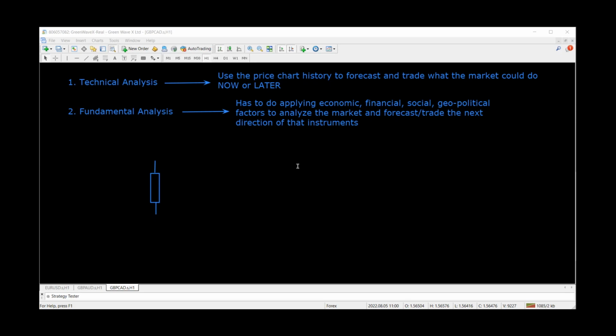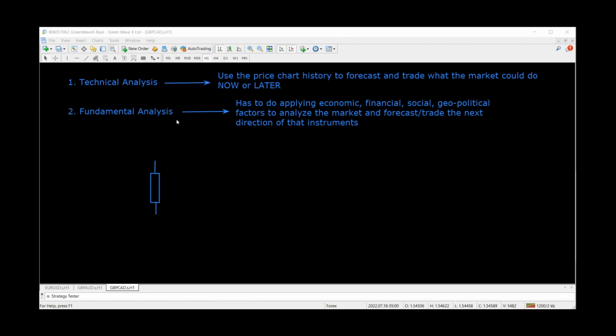Of course, it's very possible to use the two of them together, which is what somebody like me does many times. I use this one to determine the big trend of the market of that particular instrument, and then I use technical analysis to decide where I want to get in, and maybe where I want to get out of that trade. So that's it, guys. Technical analysis and fundamental analysis.